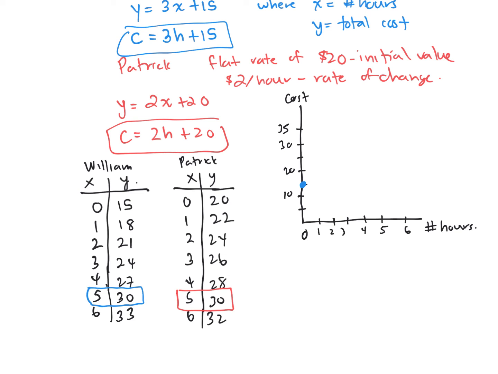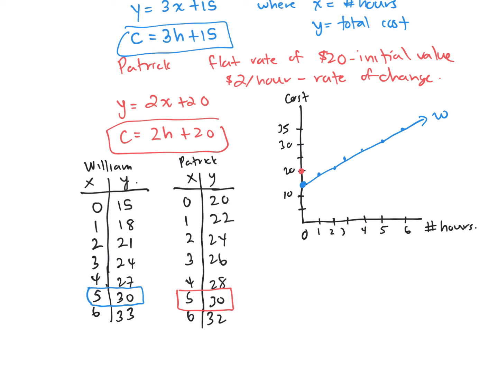Okay, so he would be at 1 hour, he's approximately there. At 2 hours, he's a little over $20. At 3 hours, he's at 24. At 4 hours, he's at 27. So since I don't have grid paper, it's a bit of an estimate. So there is William, and then we'll do Patrick in red.